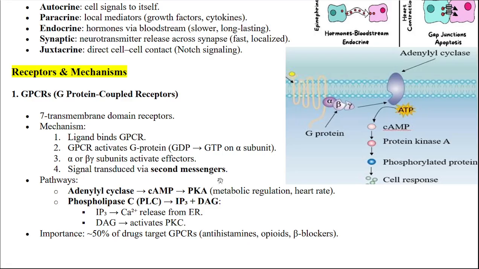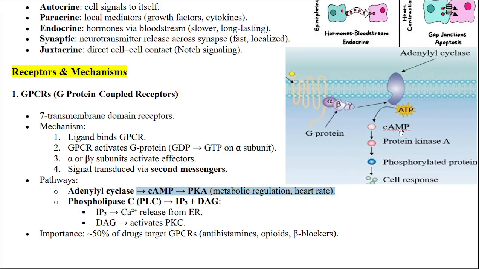Okay, so GPCR activates G protein activates effectors. What are the main pathways these effectors trigger? Two major pathways dominate GPCR signaling. The first involves the enzyme adenylyl cyclase. When activated by a G protein alpha subunit, often called Gs for stimulatory, adenylyl cyclase converts ATP into a small molecule called cyclic AMP, cAMP, the famous second messenger.